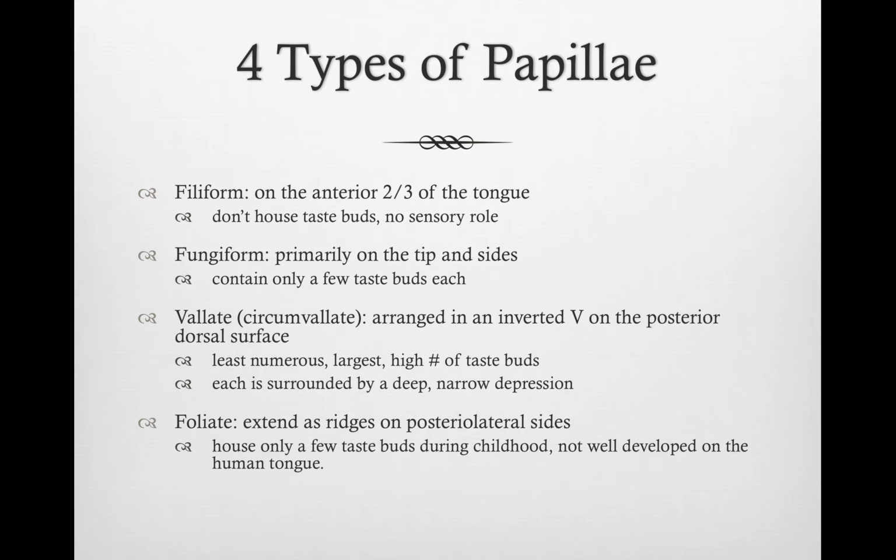Vallate, or sometimes referred to as circumvallate papillae, are arranged in an inverted V on the posterior dorsal surface. The interesting thing about vallate papillae is that they are the least numerous in terms of the number of papillae, but they have by far the highest number of taste buds per papilla. Each is surrounded by a deep, narrow depression. Last are the foliate papillae, which extend as ridges on the posterior lateral sides of the tongue. These house only a few taste buds during childhood, and are not well developed overall on the human tongue.